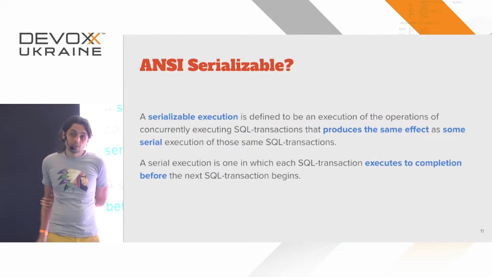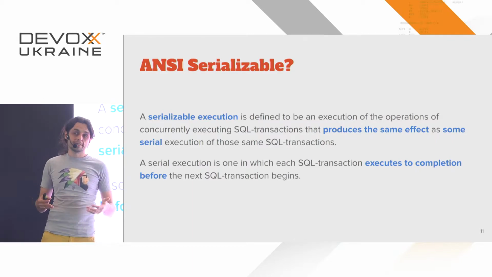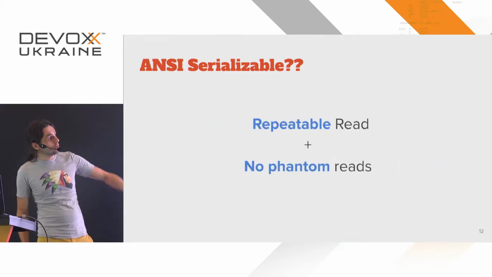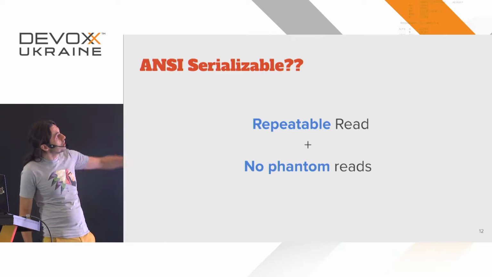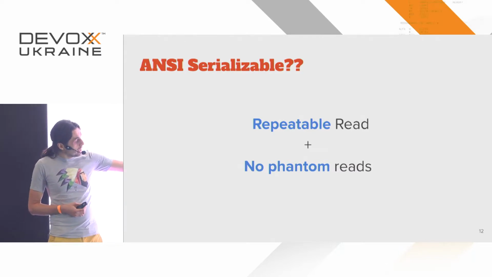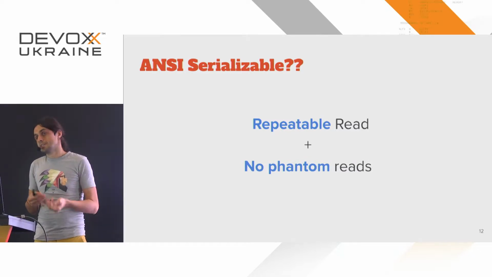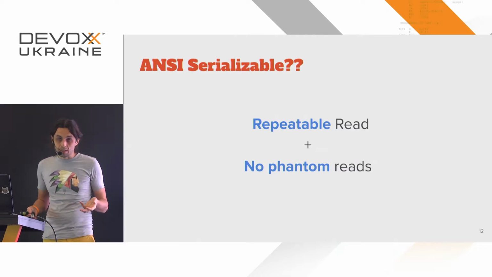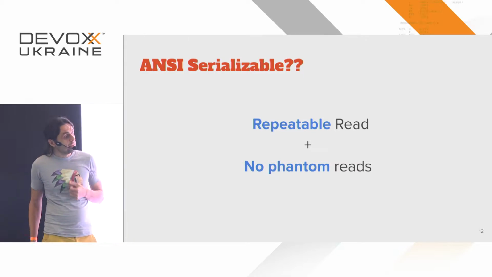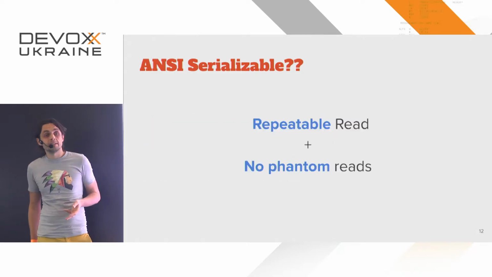But the ANSI standard also defines isolation levels in a second way. That is by the absence or presence of certain kinds of strange phenomena that we want to avoid. And with this definition, we can say that ANSI serializable is just like repeatable read isolation level, and we don't have so-called phantom reads. That is, we don't want, during our transactions, from time to time to get new rows that were inserted, for example, by other transactions.